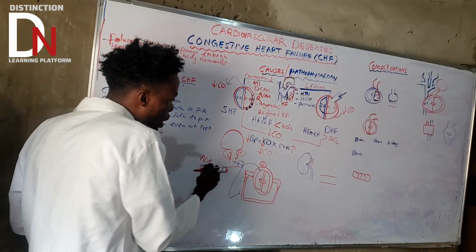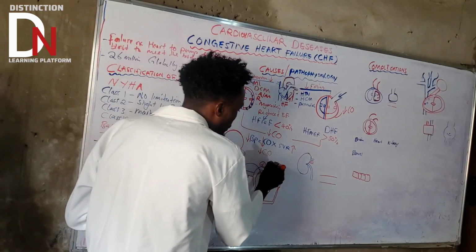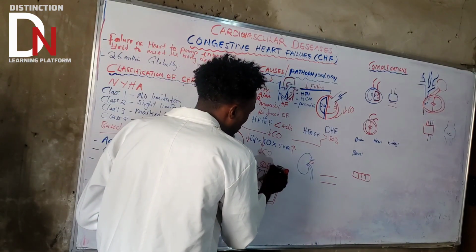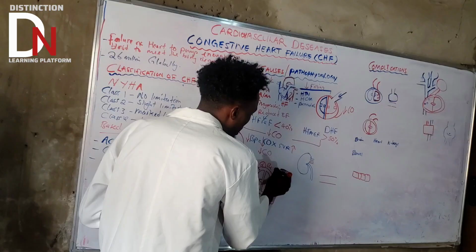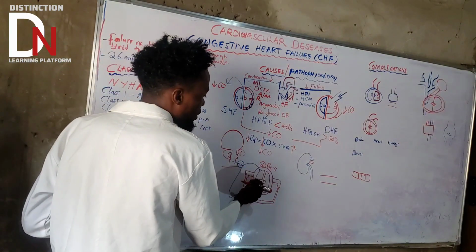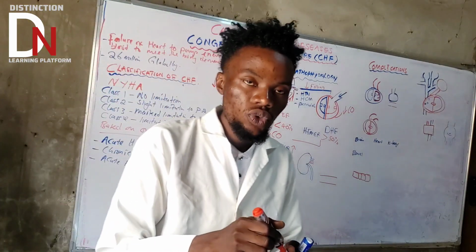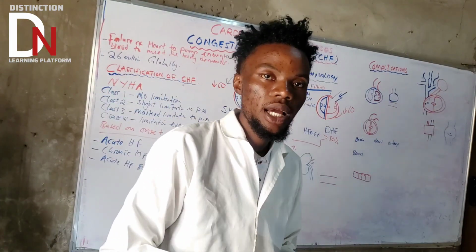So how will it do that? It will go to the heart and act on what? We know that in the heart there are what we call beta 1 receptors. So norepinephrine and epinephrine go to the beta 1 receptors in the heart and activate them, and in response they're going to increase heart rate.